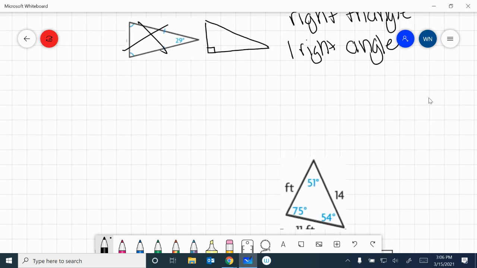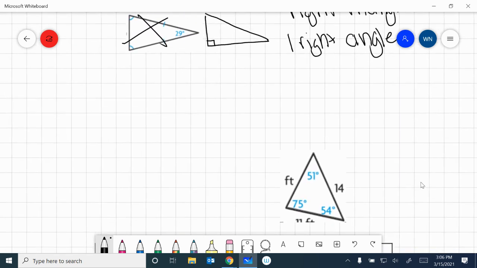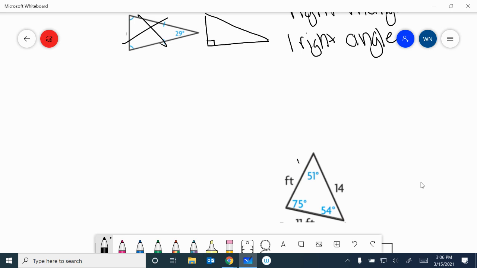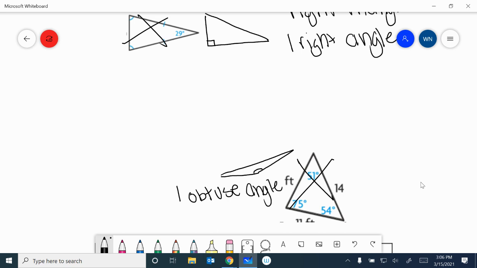Let's take a look at that last one. This one also needs to be crossed out. My goodness, we need to fix our notes today. And you're going to draw an obtuse triangle. So one line straight and then one line kind of back and connect them. This angle here is an obtuse angle. So if a triangle has one obtuse angle, then it's going to be an obtuse triangle.